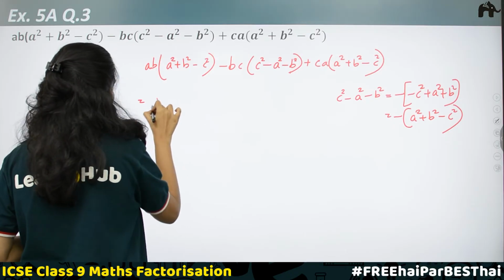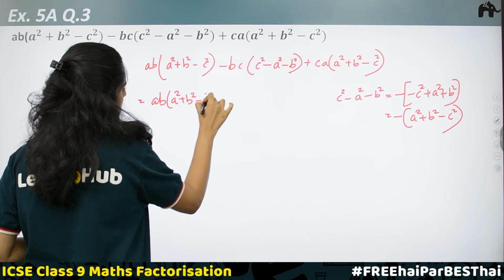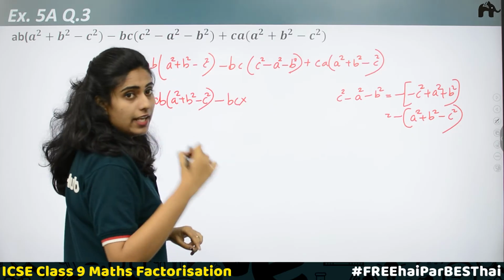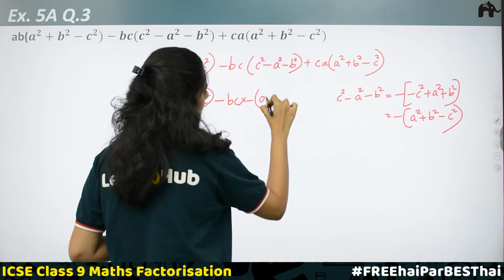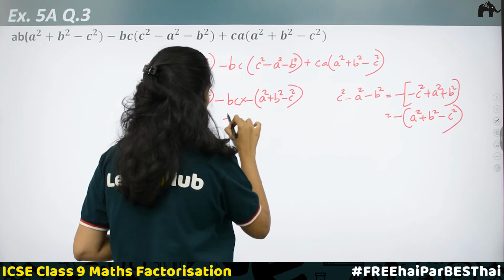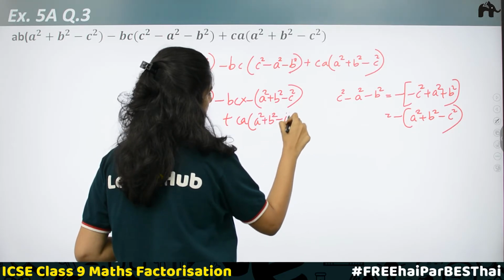Okay, this becomes equal to ab into a square plus b square minus c square minus bc into a negative sign. Okay, negative a square plus b square minus c square plus ca into a square plus b square minus c square.